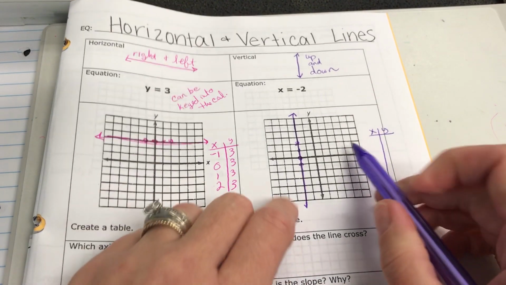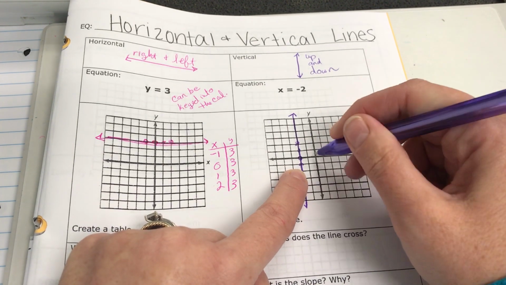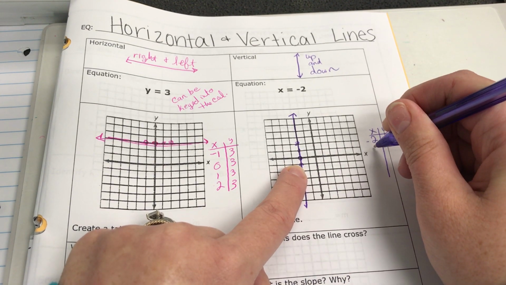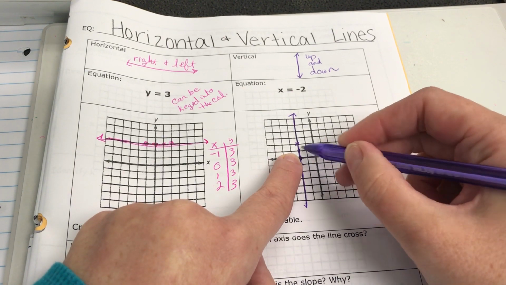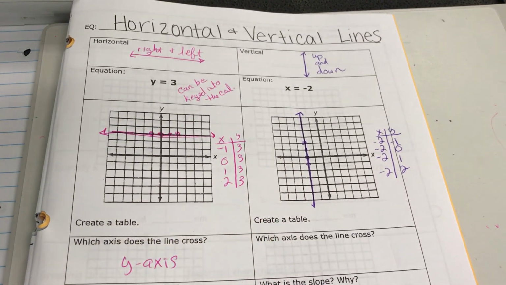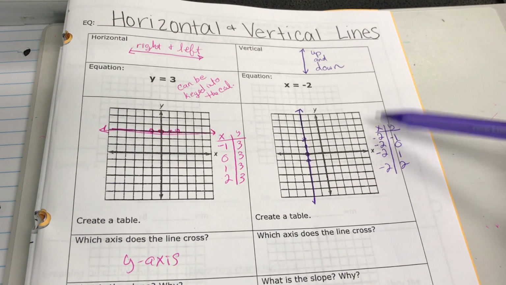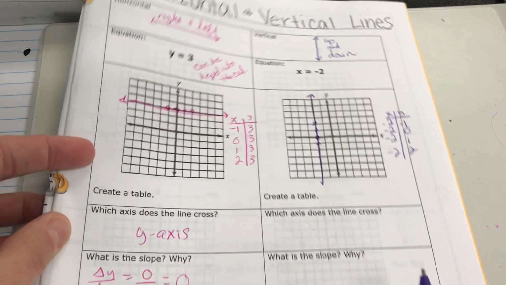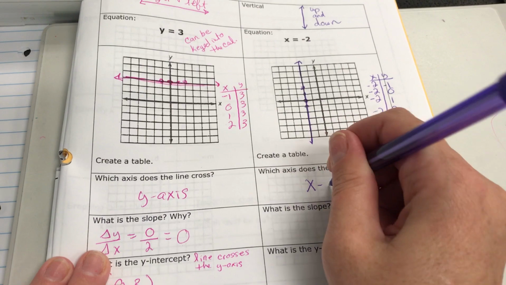All right, here we go. X and Y. Okay, X here is -2. Y is -1. And then we have -2, 0. This point is at -2, 1. And the next point is at -2, 2. So when you're saying that x equals -2, if you were to create a table, all your x values are -2, which makes this a vertical line. Okay, which axis does this line cross? It is going to cross the x-axis.